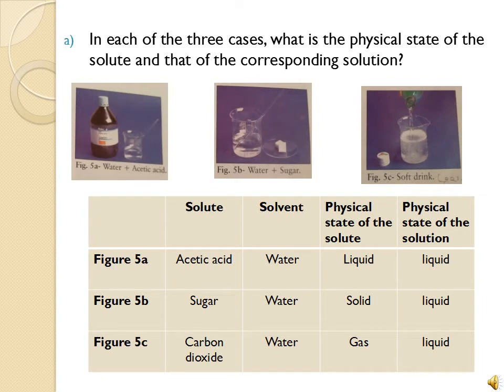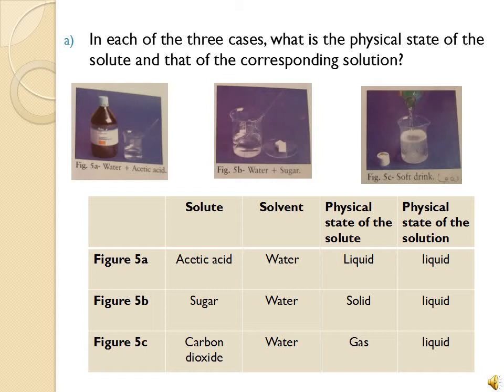So they consist of one phase. They don't have several layers that would make them heterogeneous mixtures. They are homogeneous mixtures, so they are called solutions. So let's read now the analysis. In each of the 3 cases, what is the physical state of the solute and that of the corresponding solution? They are asking about the physical state, whether solid, liquid or gas, for the solute and for the solution. So let's together make a table for the 3 figures.